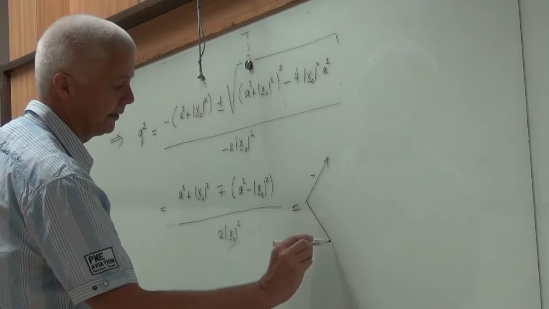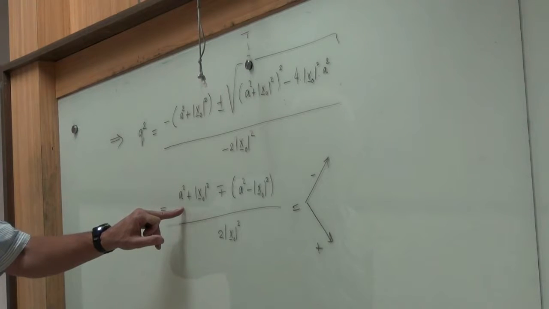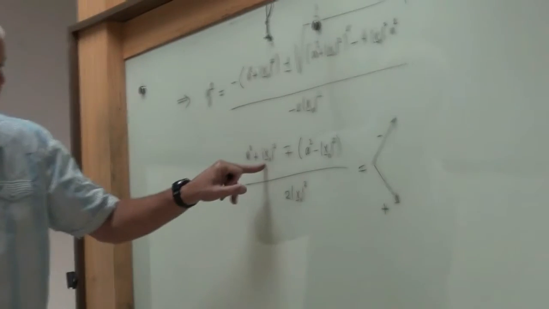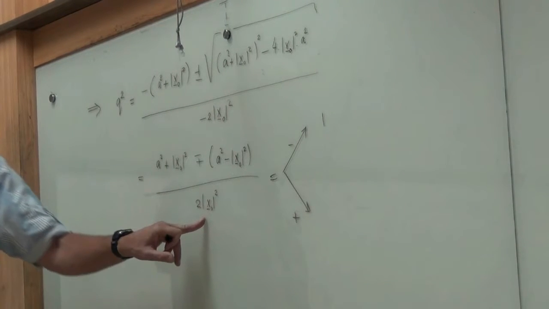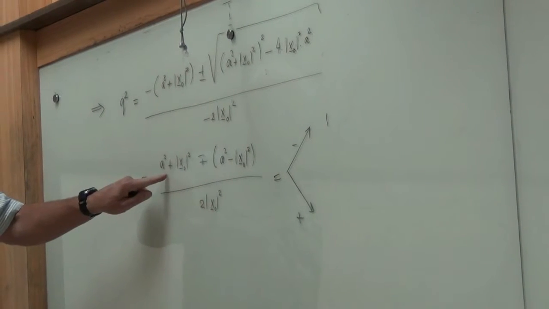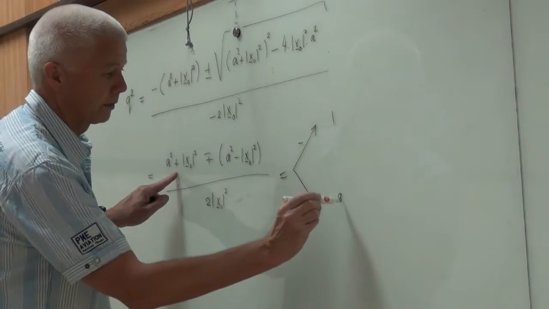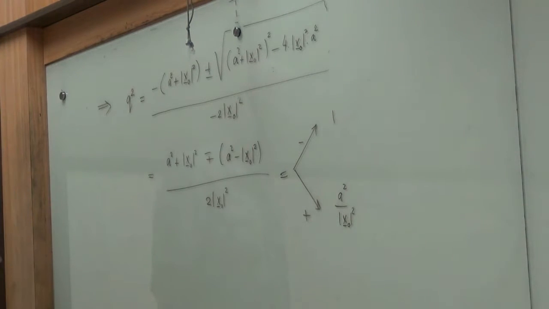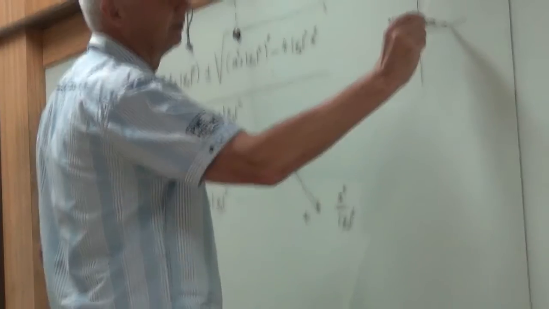Yeah, you agree? Okay, then I make the 2 choices. I will follow the minus sign and the plus sign. If I follow the minus sign, then I will get minus a squared that cancels, minus plus it becomes 2x0 squared divided by 2x0 squared, that will give me 1. Yeah? And if I take the plus sign, I will get a squared over x0 squared. Yeah, you agree? Okay.